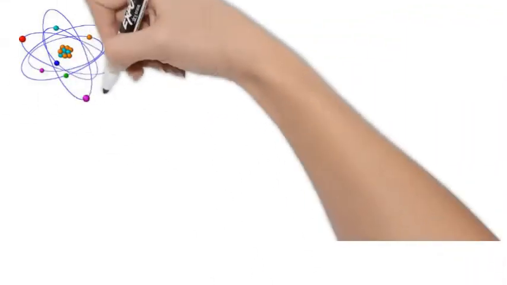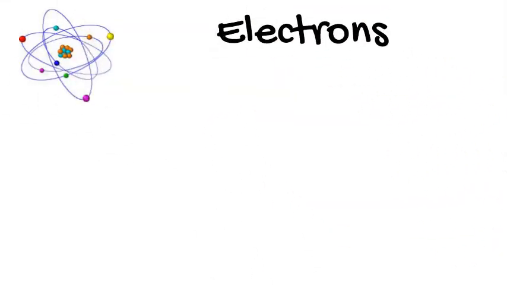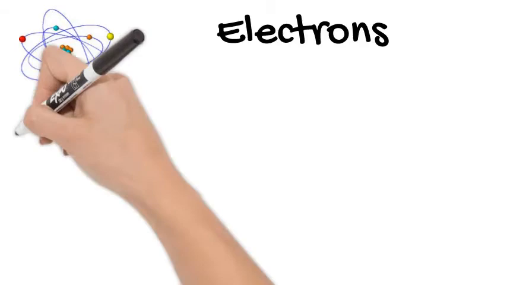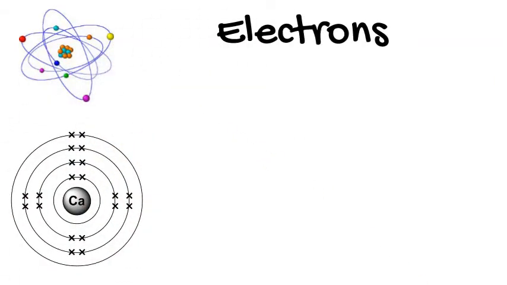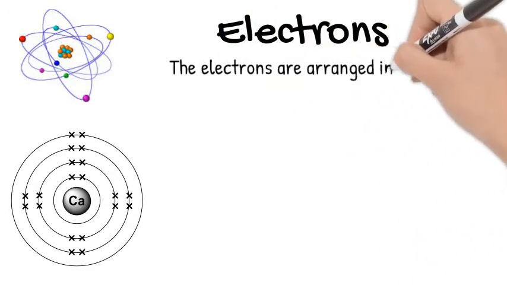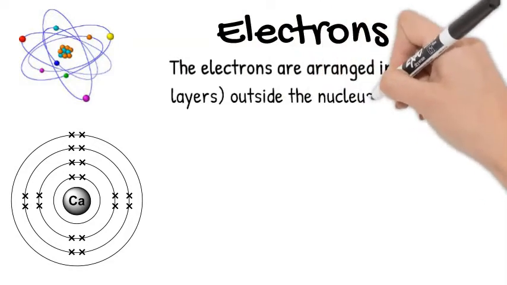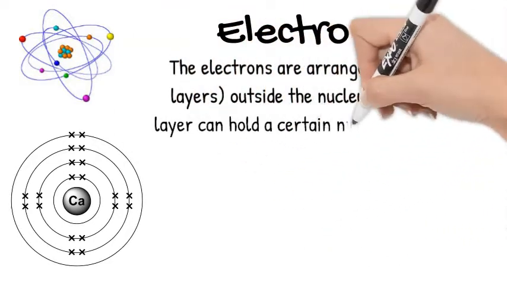Right now we're going to focus on electrons. Although protons and neutrons are important, chemists mostly focus on electrons because these are the particles that are involved in chemical reactions and bonding. Here is a picture of a calcium atom. You'll notice that it's got 20 electrons arranged in layers. Sometimes we call these shells.